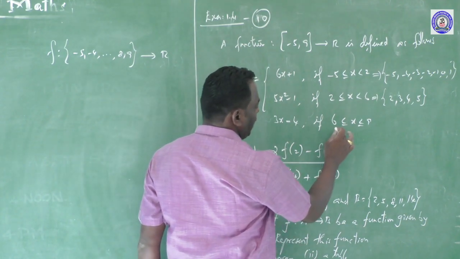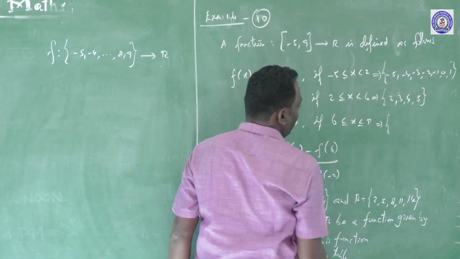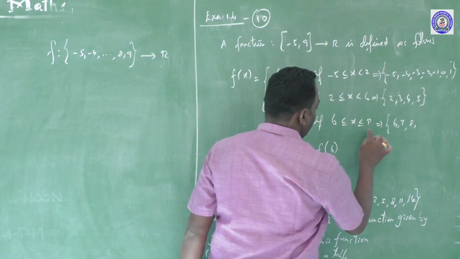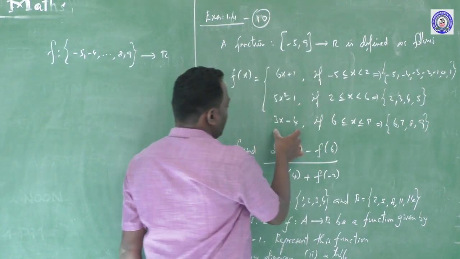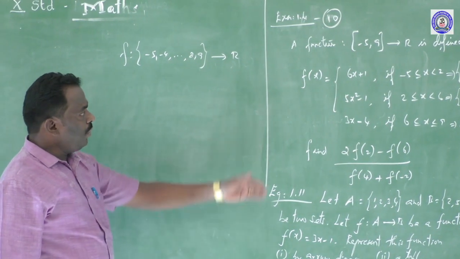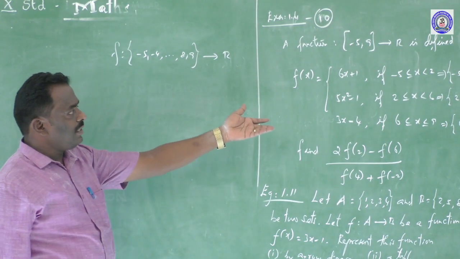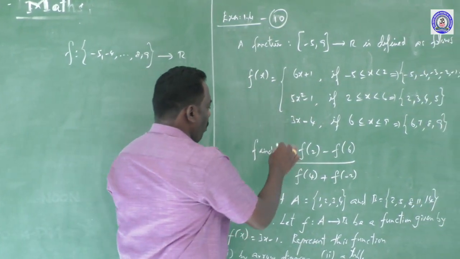And the next interval is 6 less than or equal to x less than or equal to 9. For this interval, the elements are 6 is included, 6, 7, 8, 9 also included. So for these 4 elements, the corresponding function value equal to 3x minus 4. So now using this, the corresponding value of x, the corresponding function we can choose and find out the value of the expression.